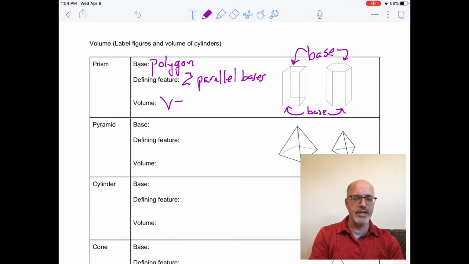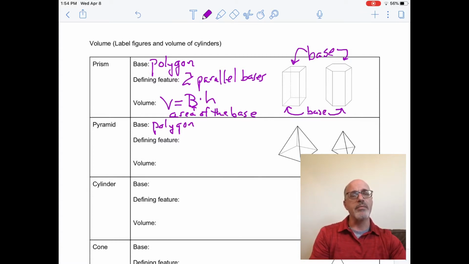The volume for this will be the base area times the height. Now the base area, you have to calculate that. In this case, you'd find the area of either the square base or a hexagon base, whatever the base is, and then you take the area of that base and multiply it by the height of the figure, however tall it is. So just base times height, kind of like what we had when we did the area of a rectangle or a parallelogram, if you recall. It was base times height, but in this case the base is a polygon.